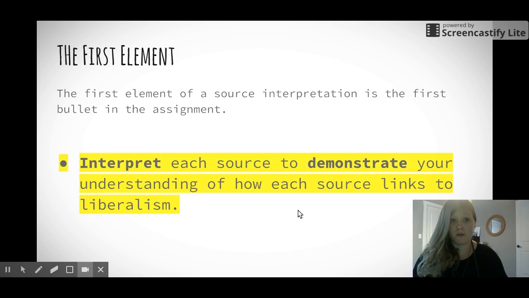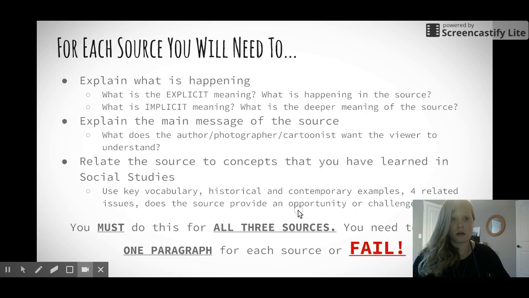So the first element of a source interpretation is the first bullet in the assignment. This is when you interpret each source and demonstrate your understanding of how each source links to liberalism. So for each source, this is what you need to do. And if you don't do it, you will fail. So you need to explain what is happening. So what is the explicit meaning? So what do you see? What is happening in that source?